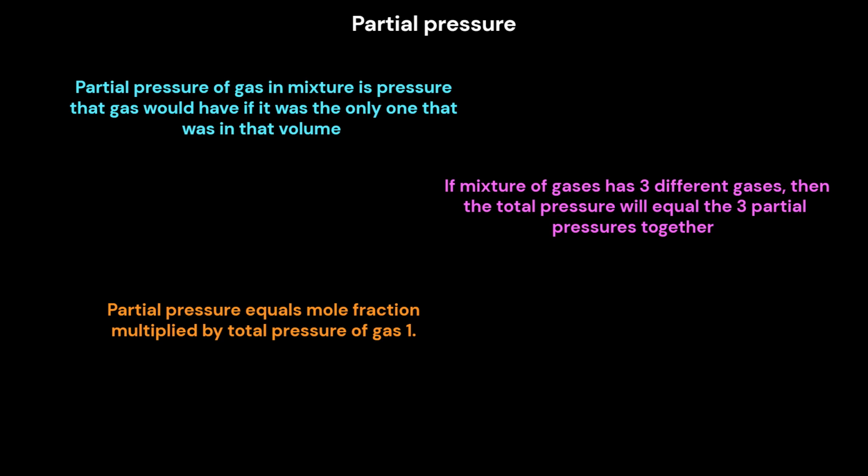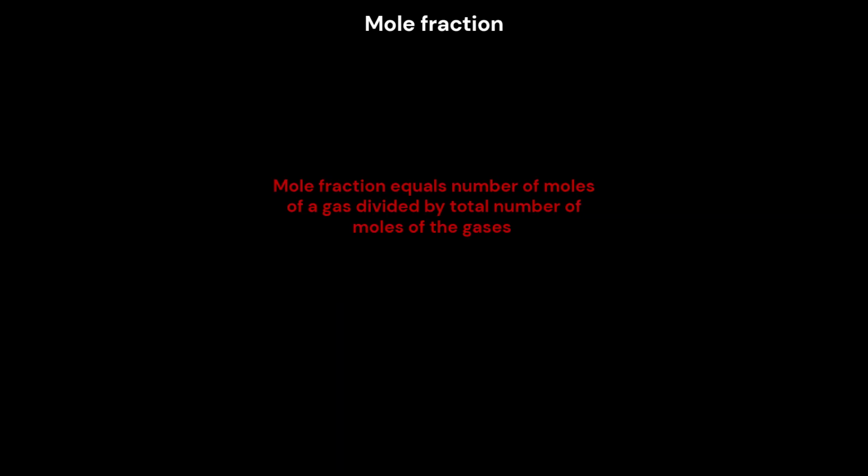Partial pressure equals the mole fraction multiplied by the total pressure of the gas. Mole fraction. Mole fraction equals the number of moles of a gas divided by the total number of moles of the gases.